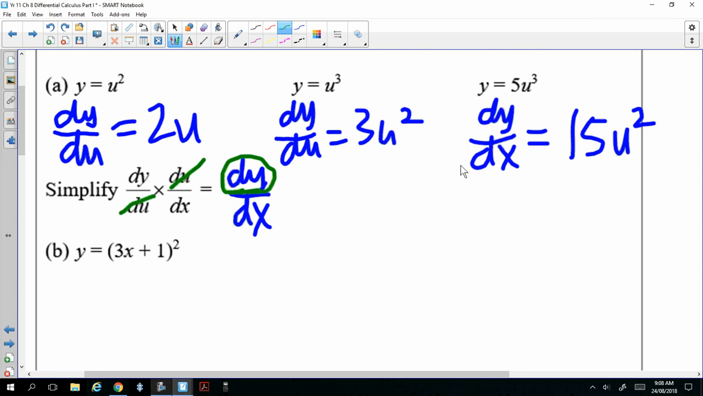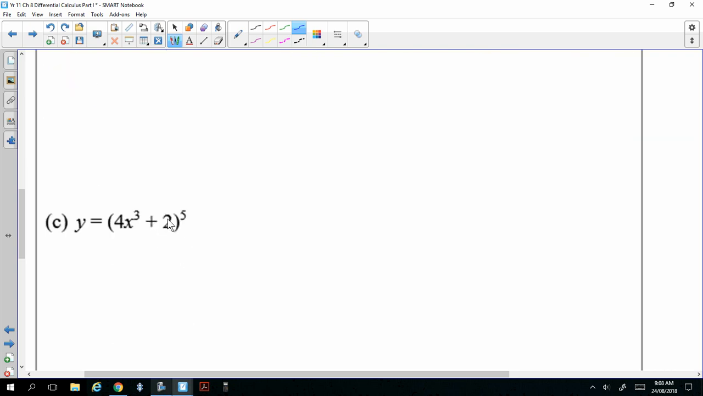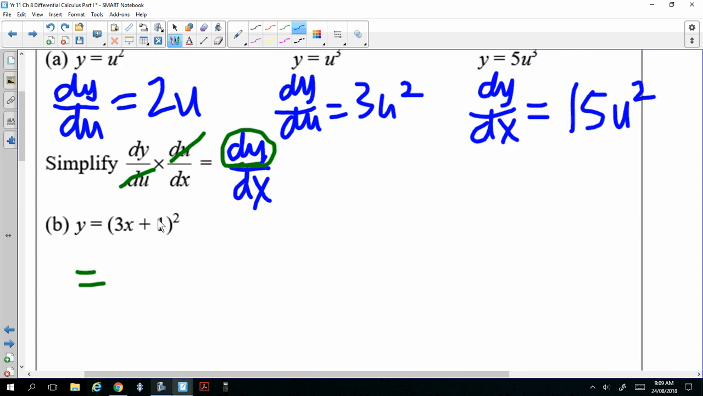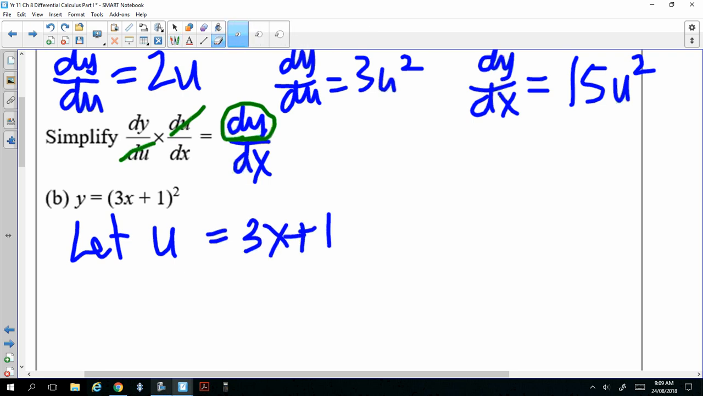Okay, now how is that related? So as you can see now, what do we normally do? We expand, but we're not going to do that because what if it's power 5, right? We're not going to expand it. So we want to know how to do this one. Okay, so what we do is this. All right, let u, that's why I use u at the beginning, equal to 3x plus 1. So let the complicated bit be the u.